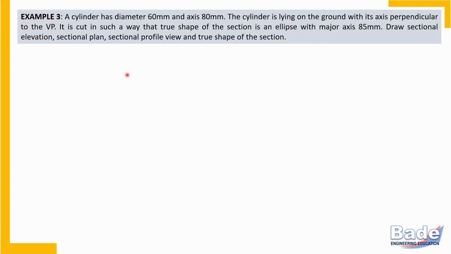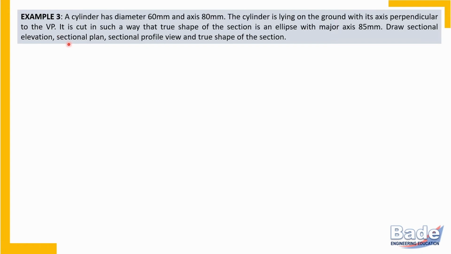Listen once again very carefully. When the axis is perpendicular to the HP, in other words, when the axis is vertical, the true shape of the base appears in the top view. And when the axis is perpendicular to the VP, the true shape of the base appears in the front view. So in this case, for the first time we are going to draw the true shape of the base, that is a circle, in the front view. We'll divide the circle in 8 parts. We'll transfer those points in the side view as well as in the top view. So let's first draw views of the cylinder in the given position. And what is the given position? It is lying on HP, lying on the ground.